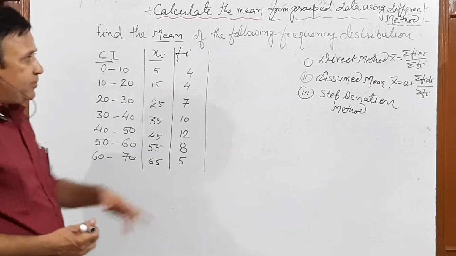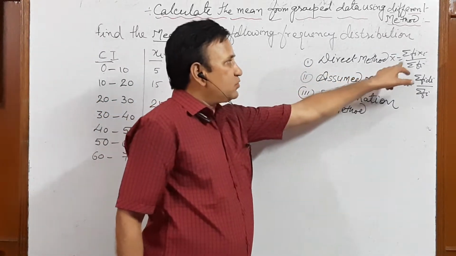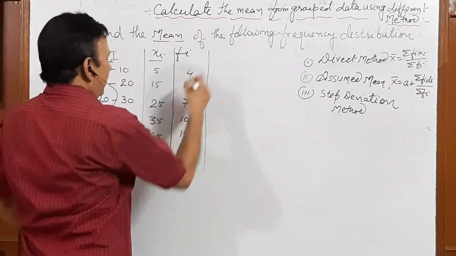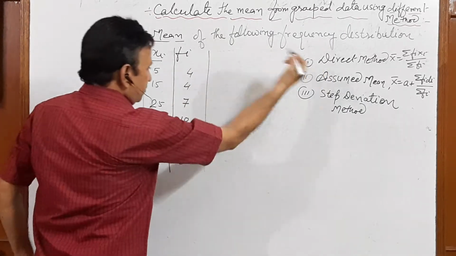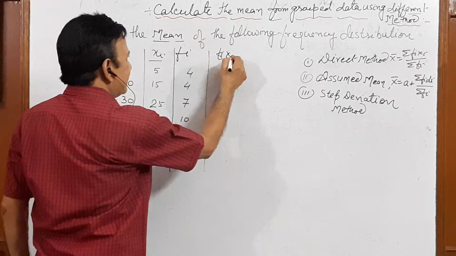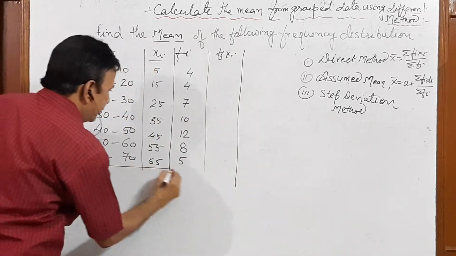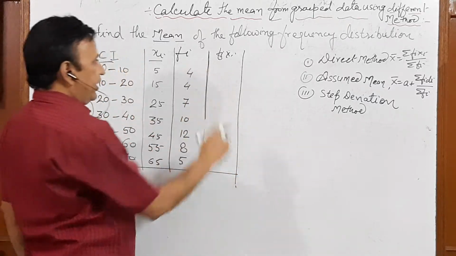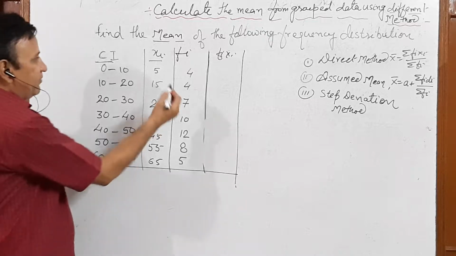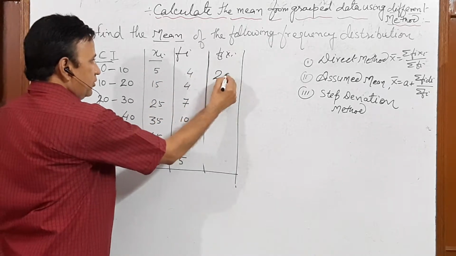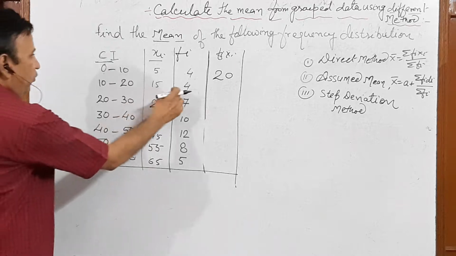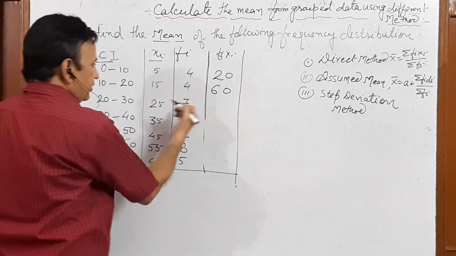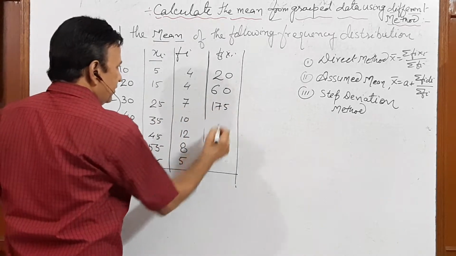Now see, the direct method means x bar equal to sigma fi xi upon sigma fi. It means you have to multiply and sum. First you find fi into xi. This is a very simple calculation; each and everyone can do it. No matter which class you are in, 9th, 10th or any other, you can simply multiply. 5 into 4 is 20, 15 into 4 is 60. Simple calculation. 25 into 7 is 175.